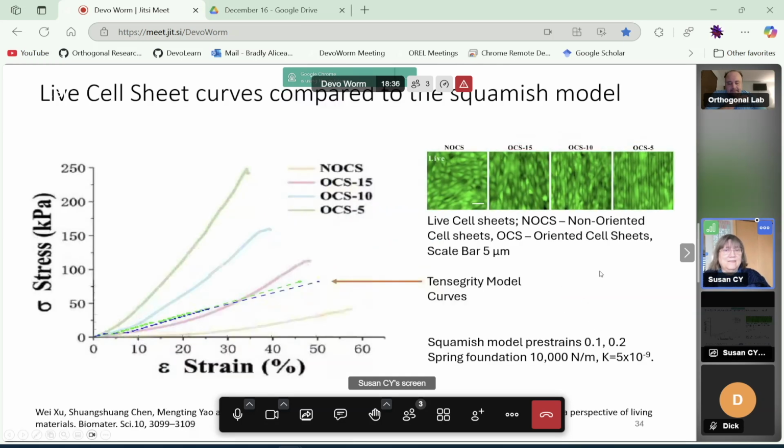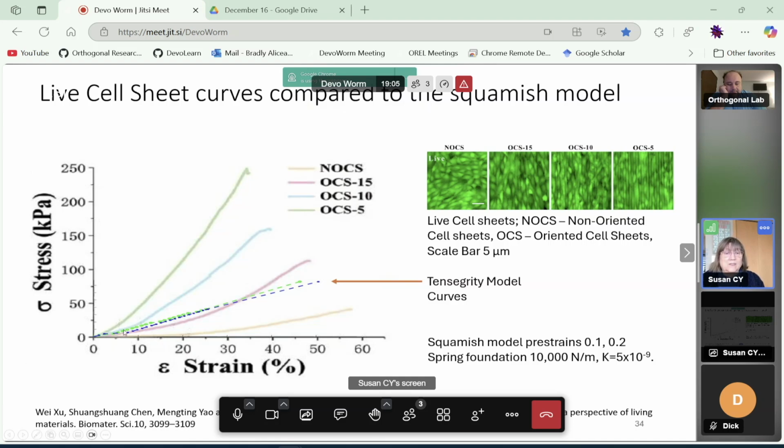So validation. Yu et al. made a really nice experiment where they aligned cells on a single sheet. So they oriented the cells. So the oriented cell sheets are here, and this is a non-oriented one.